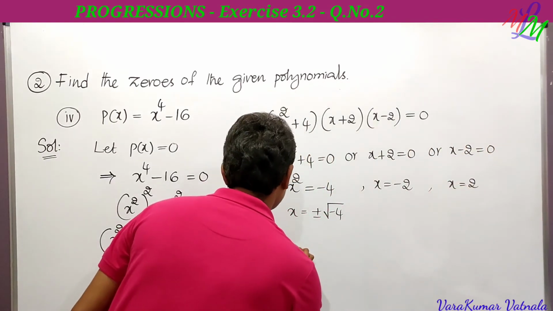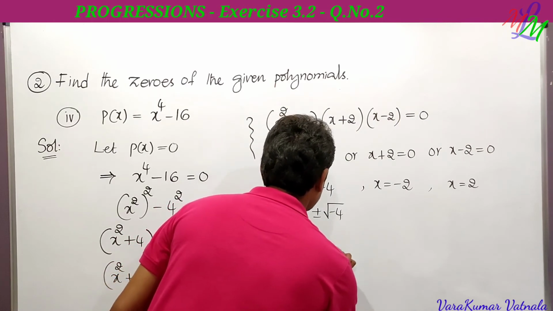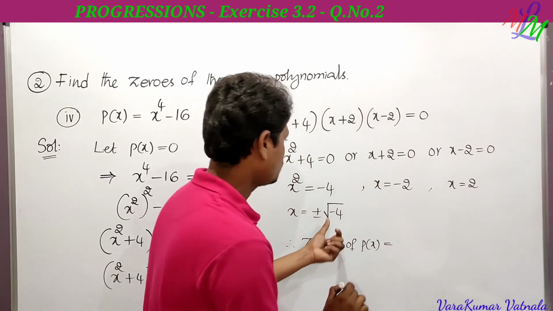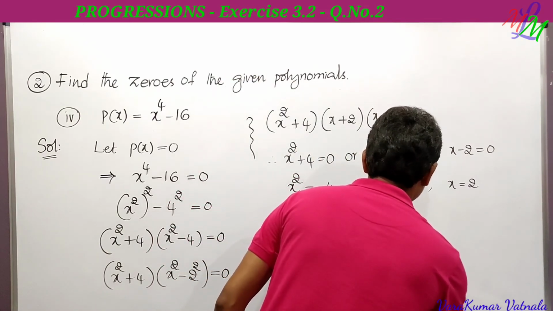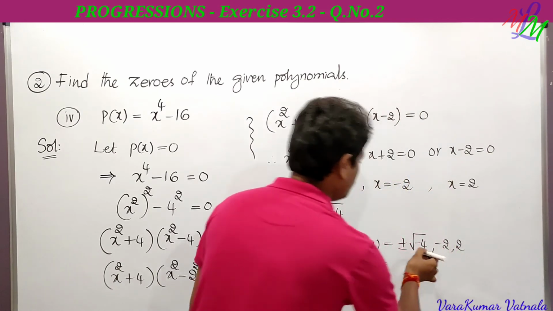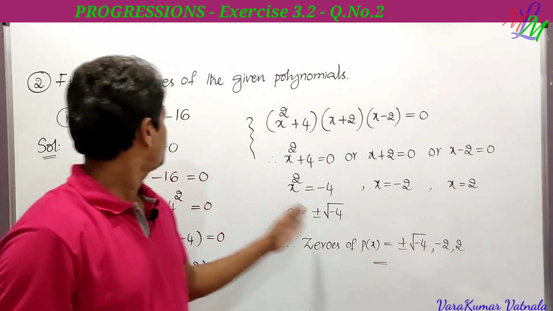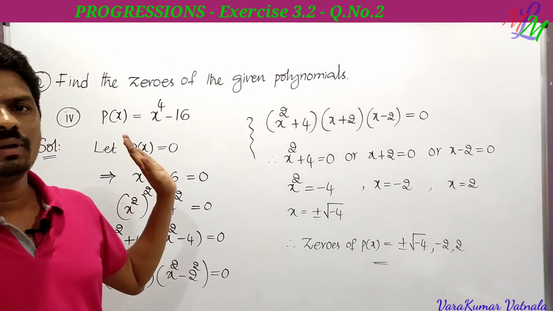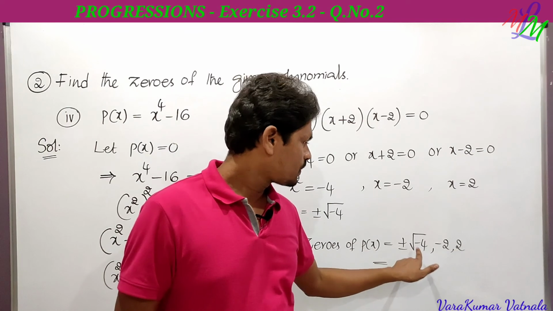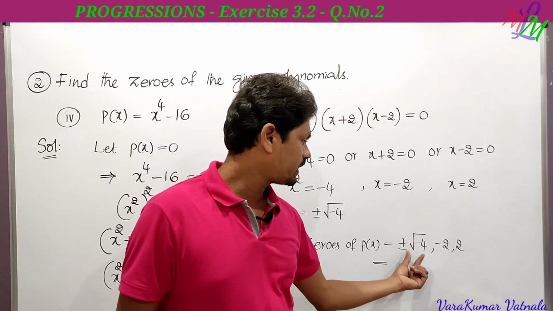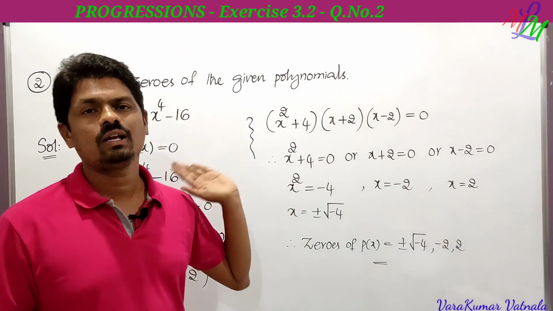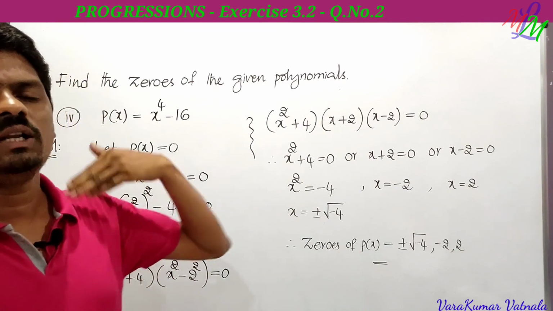Therefore zeros of p of x are plus or minus square root of minus 4, minus 2, plus 2. So these are the zeros of p of x. It is a biquadratic polynomial, so the degree of this polynomial is 4. So it has 4 zeros: plus root minus 4, minus root minus 4, 2 and minus 2. There are 4 zeros for the given biquadratic polynomial. So this is the fourth bit in the second problem.